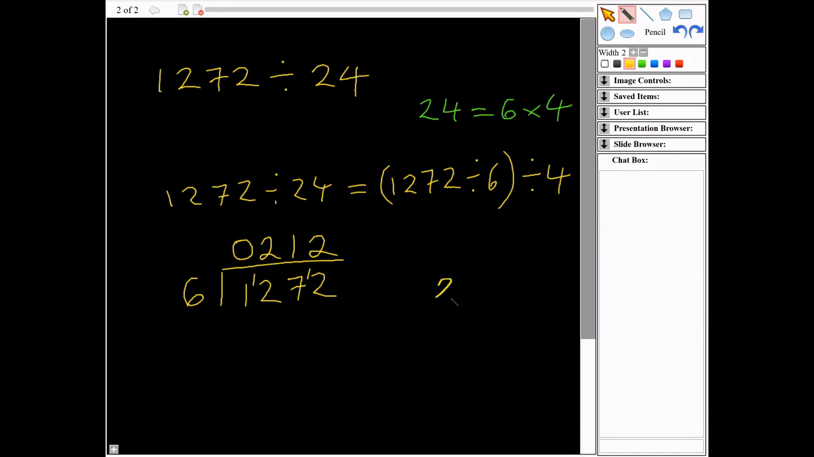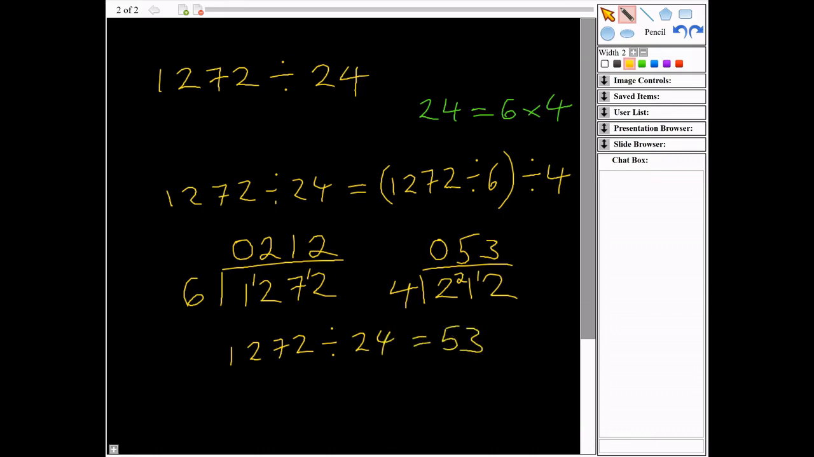Then what I need to do is take my 212 and divide it by 4. 4's into 2 would go 0, with a remainder of 2. 4's into 21 would go 5. 5 times 4 is 20. So I'd have a remainder of 1, and then 4's into 12 would go 3. So that means that 1,272 divided by 24 is equal to 53. So I can take my division and do it in 2 steps.